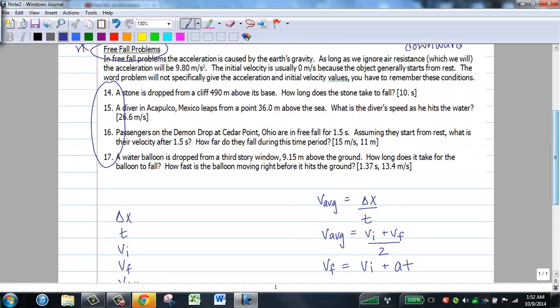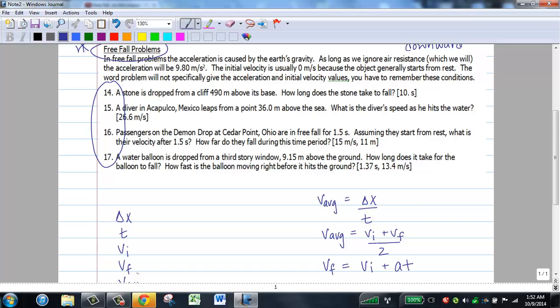So see how none of these problems said that. A stone is dropped from a cliff. How long does it take? A diver in Acapulco, Mexico leaps from a point 36 meters above the sea. What's the diver's speed as he hits the water? Passengers on the Demon Drop are in free fall for 1.5 seconds. How fast are they going? How far do they fall? A water balloon is dropped from a third-story window 9.15 meters above the ground. How long does it take? How fast is the balloon going right before it hits the ground?